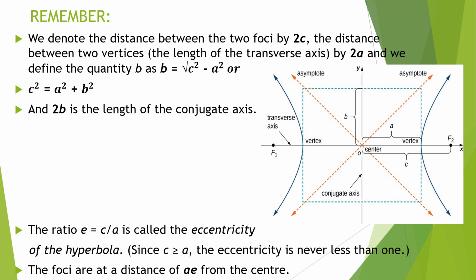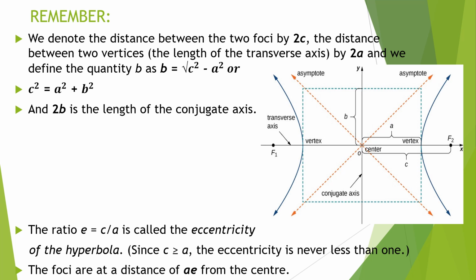Again over here we consider the origin as the center, which is O. We denote the distance between the two foci by 2c. You can see you have the two foci F1 and F2 over here. The distance between them is 2c.